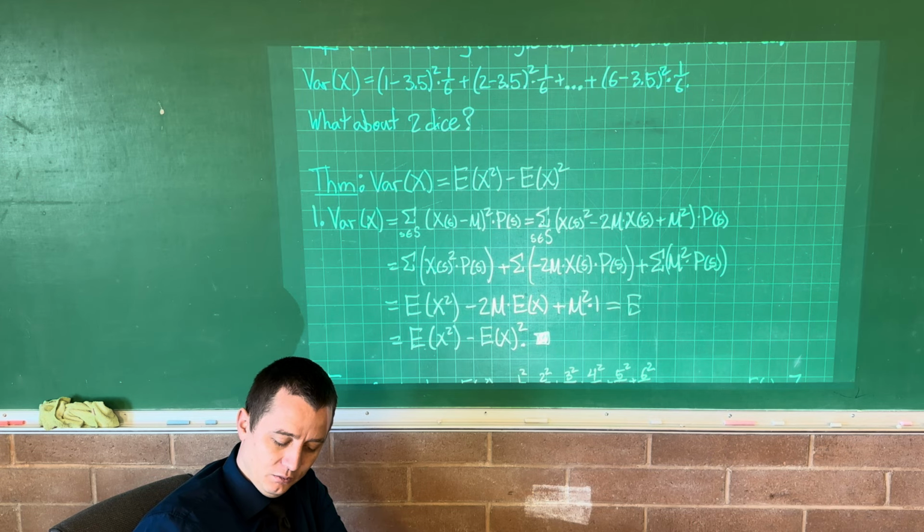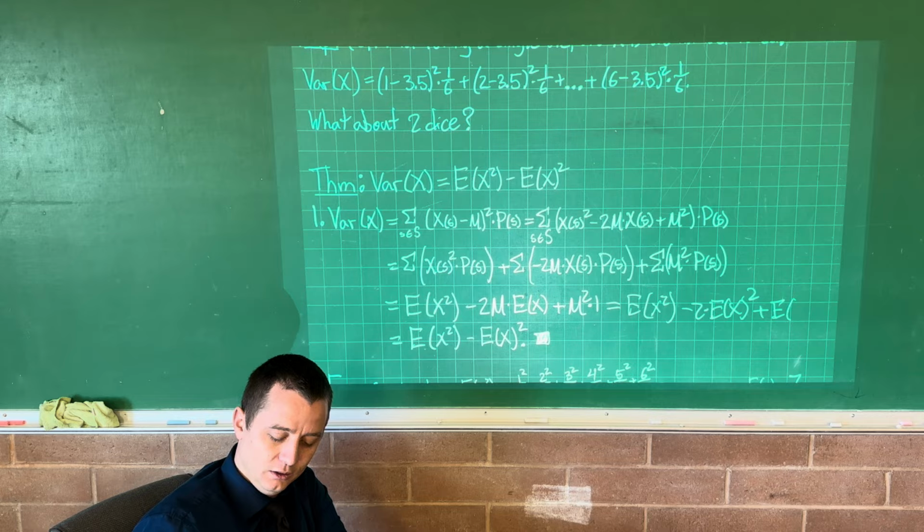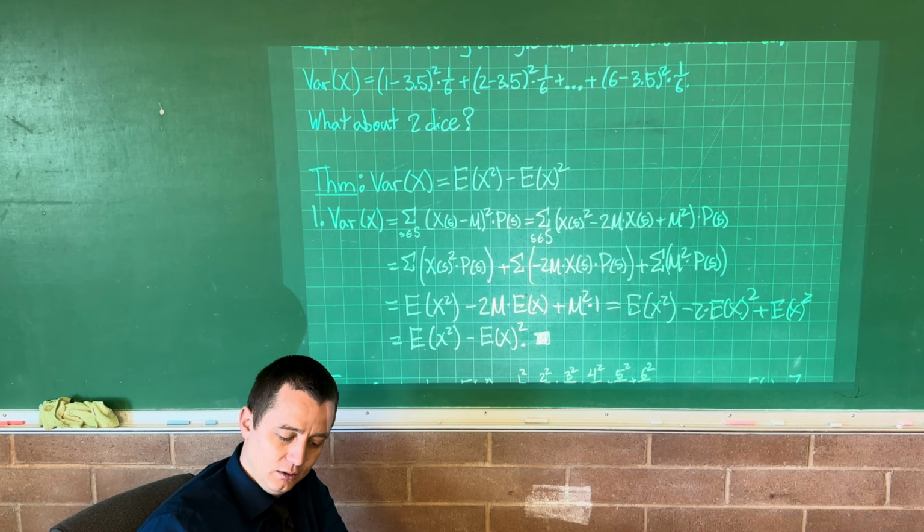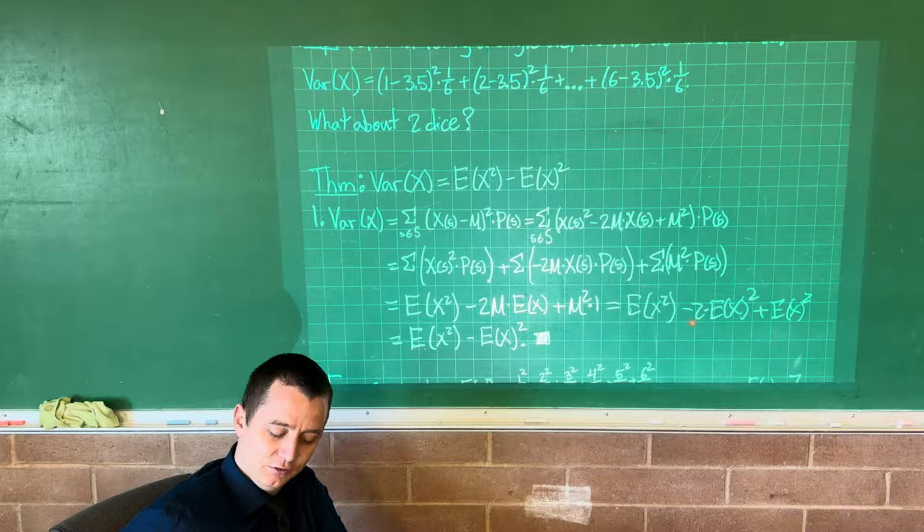This is the expected value of x squared minus 2 times the expected value of x squared plus the expected value of x squared, because mu and the expected value of x are one and the same thing. So replace the mu with the expected value of x. The expected value of x times the expected value of x is the expected value of x squared. Mu squared, expected value of x squared, same thing. So I have negative 2 of these, and I have positive 1 of these, for a total of negative 1 of these. All right, there it is.